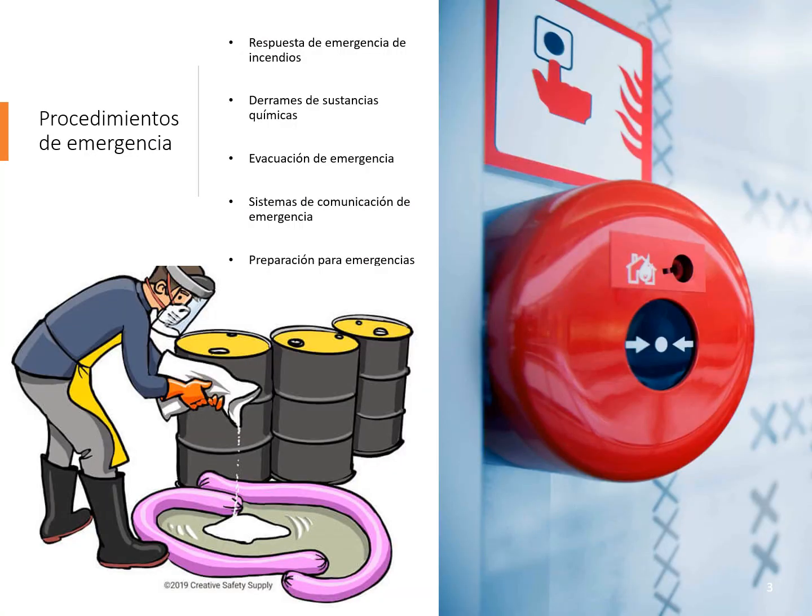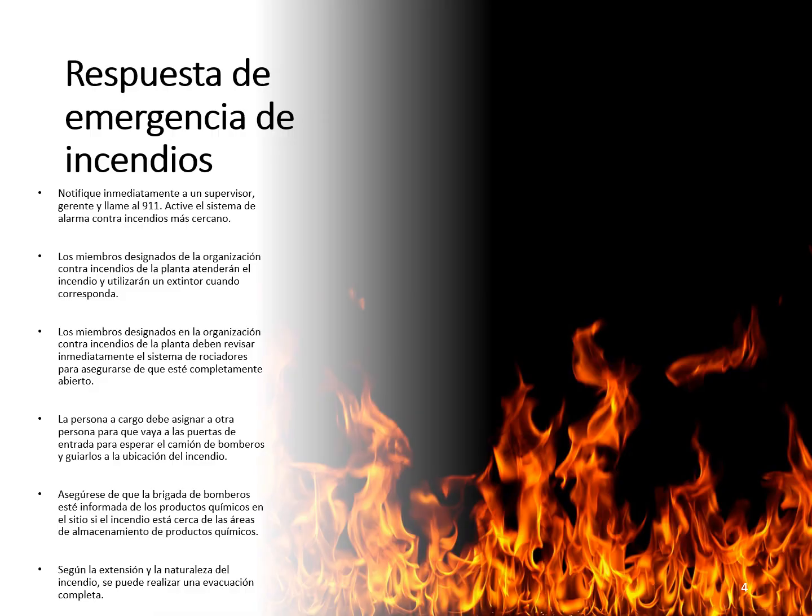In this training, we will discuss the emergency procedures for any unexpected fires, chemical spills, evacuation procedures, facility emergency communication systems, and emergency preparedness. Immediately notify a supervisor or manager in the event of a fire and call 911. Activate the closest fire alarm system. The designated members of the plant fire organization will attend to the fire and use a fire extinguisher when applicable.